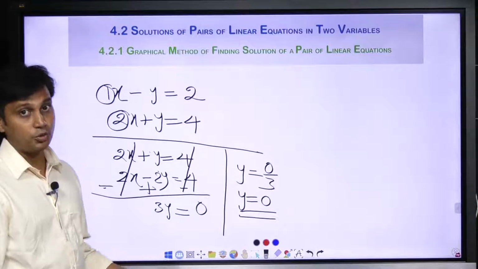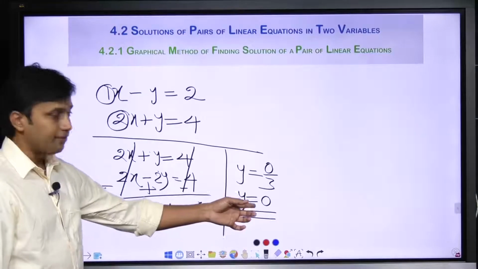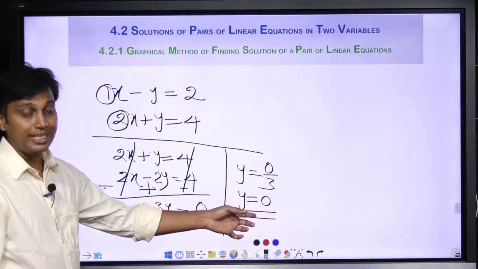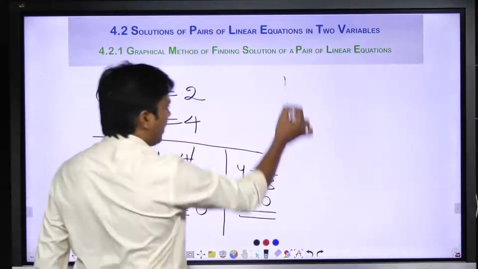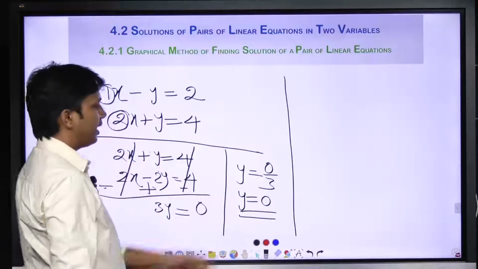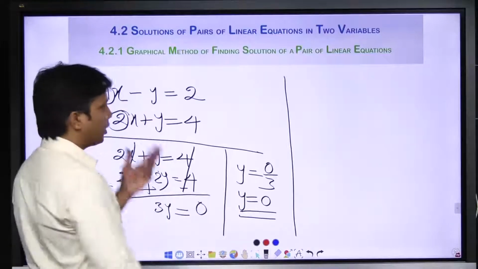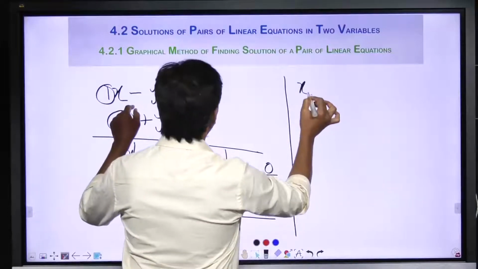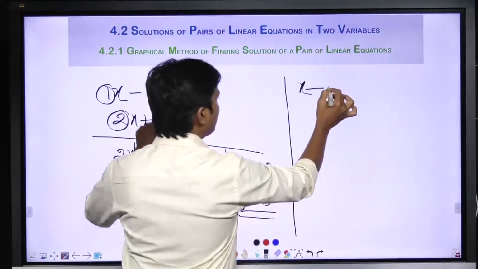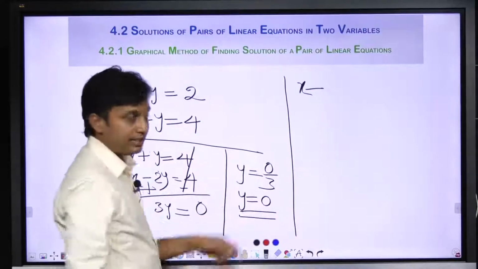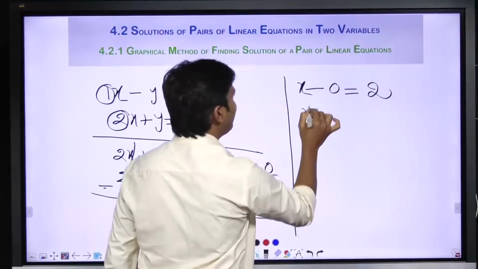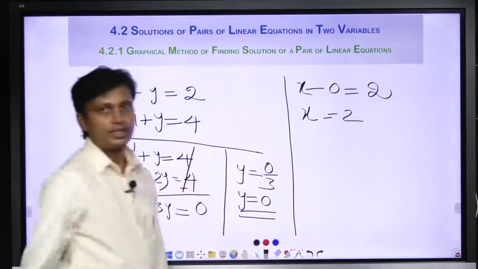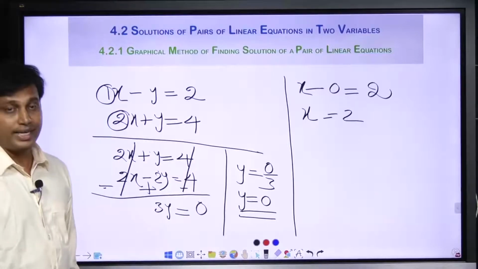So what do we have to do? Take this value of y and substitute it in any one of the given equations. For convenience, I will take the first equation and put y equal to 0 in it. Let me do it step by step. x minus y, where y is 0 because we got it. So x minus 0 is equal to 2. So x equal to 2.